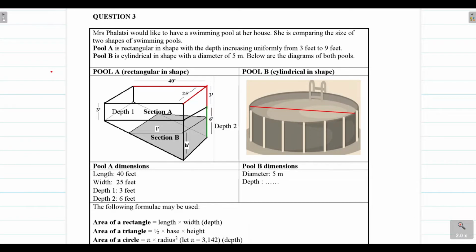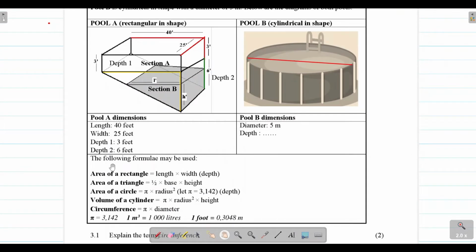They also indicate the height for our triangular prism. So that is the height of our triangular prism. If this is my height for my triangular prism, that means that this will be my base for my triangular prism. So that is what is given to us. We are also told that the following formulas may be used. We are given the area of a rectangle. How you calculate the area of a rectangle is length times width.